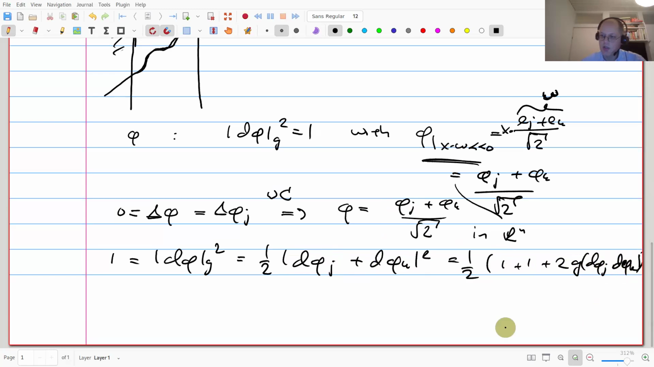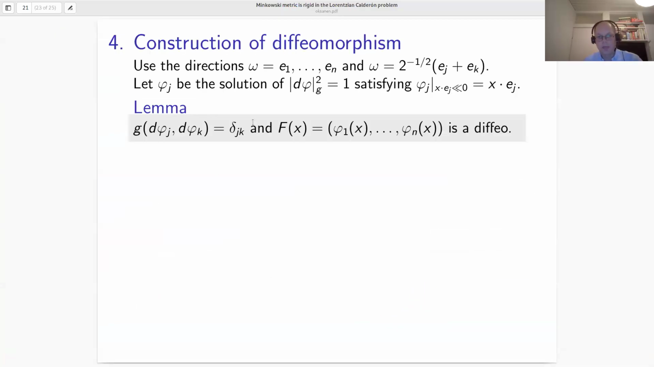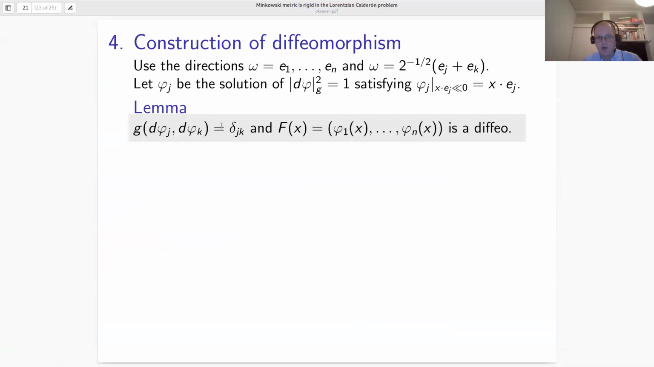Now those two things cancel with that one, and then I will see that g d phi j d phi k is indeed 0, which is the first part of the lemma, because this is the off-diagonal bit for the lemma, and for the diagonal, it's just using the fact that phi j and phi k are solutions to the eikonal equation.